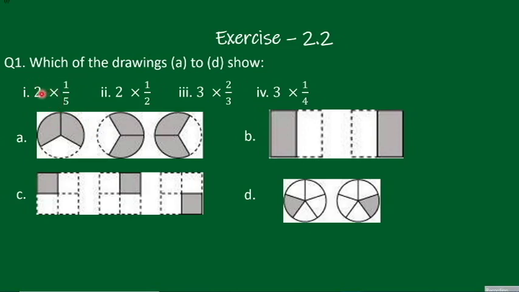2 multiplied by means addition of two figures. And what kind of figures are they? They have 5 parts, out of which 1 part is shaded. I repeat, 2 multiplied by 1 by 5 means the figure should have 2 in number. It means they should have 2.